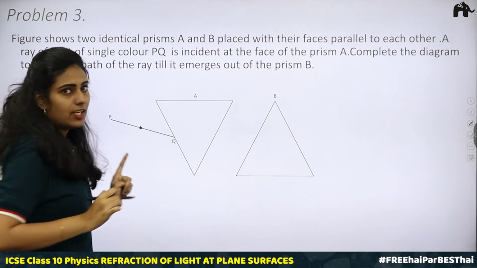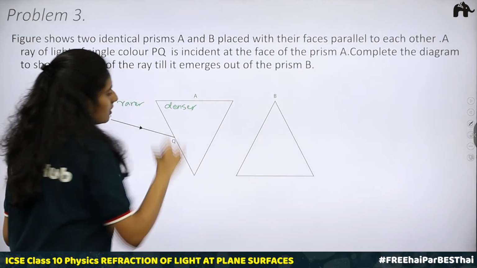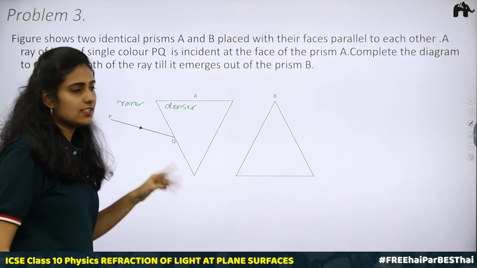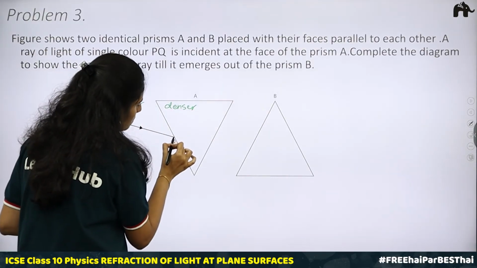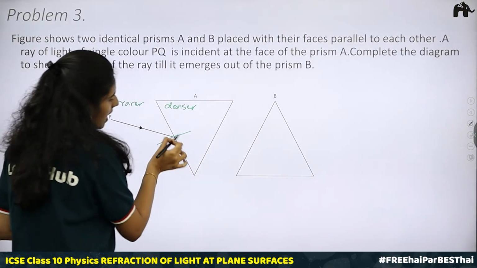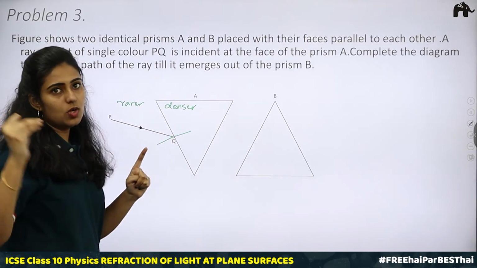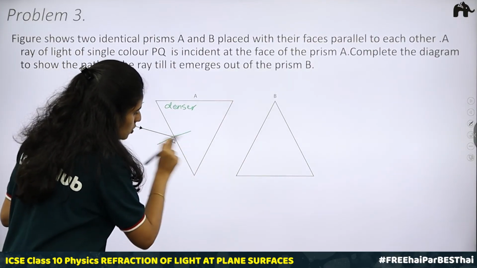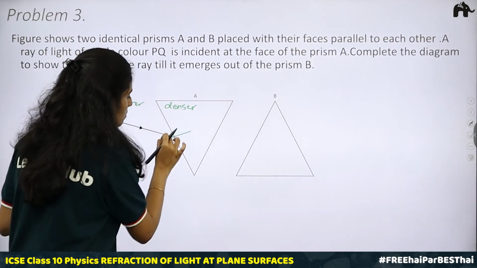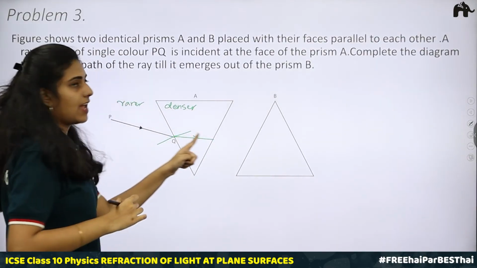What happens to this ray of light? It is traveling from a rarer medium to a denser medium. When a light ray travels from a rarer medium to a denser medium, we know that it bends towards the normal. Here let us draw the normal. Q is the point of incidence. When you draw the normal, this is your normal at an angle of 90 degrees. This light ray will be bending towards the normal. This is the actual path of PQ. But when it travels from this rarer to denser medium, air to glass, it bends towards the normal and this is your path. This is your refracted ray.